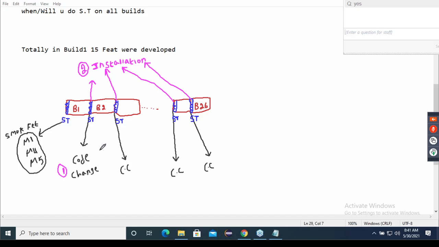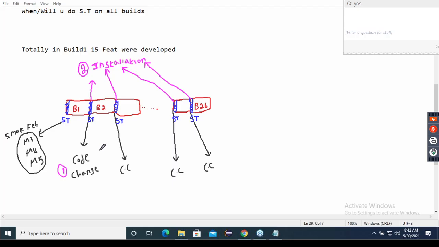After a stable build, sometimes code changes will not impact other code. Sometimes the code changes will not affect the smoke features. I said code changes will come into the picture only if the modules are dependent on each other. Every time the developer does code changes, there is no rule that it will affect other features.